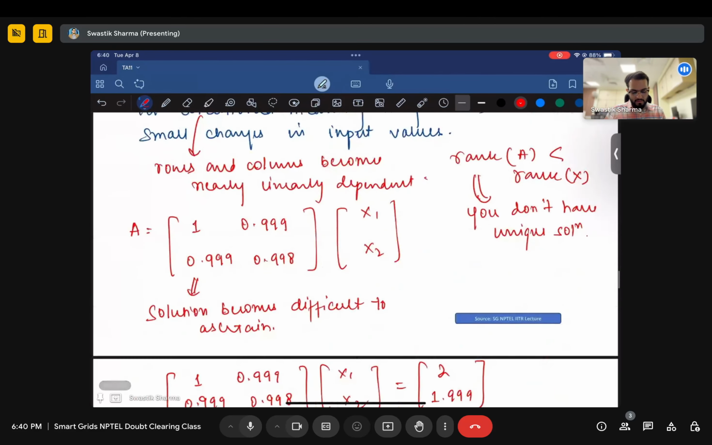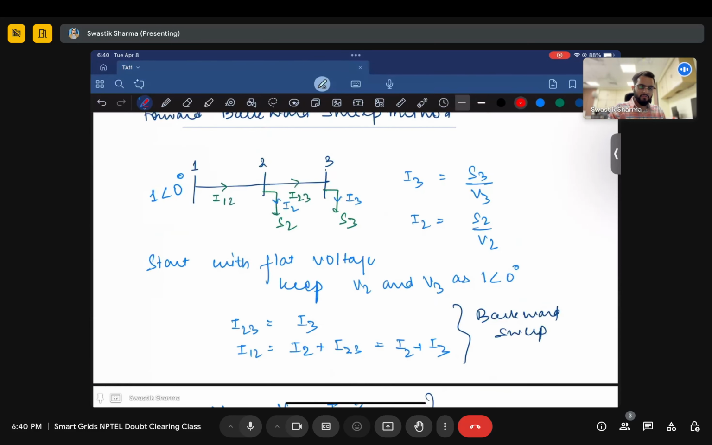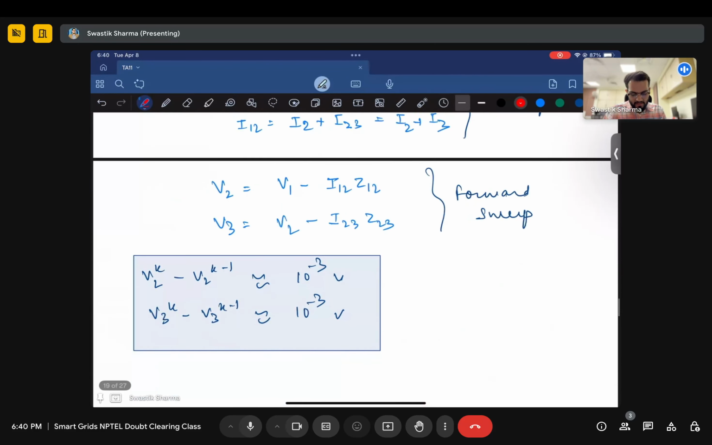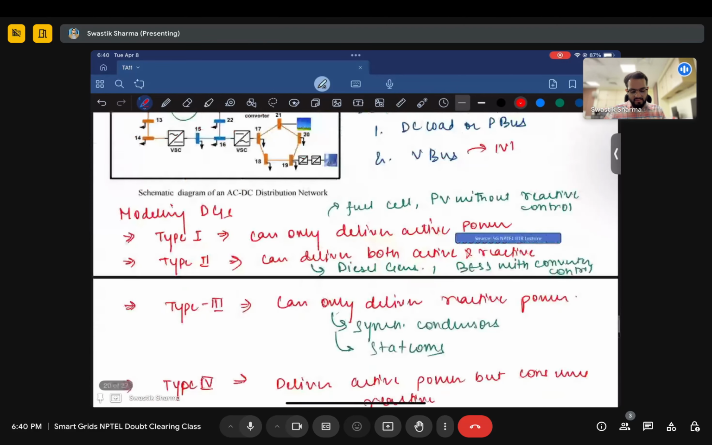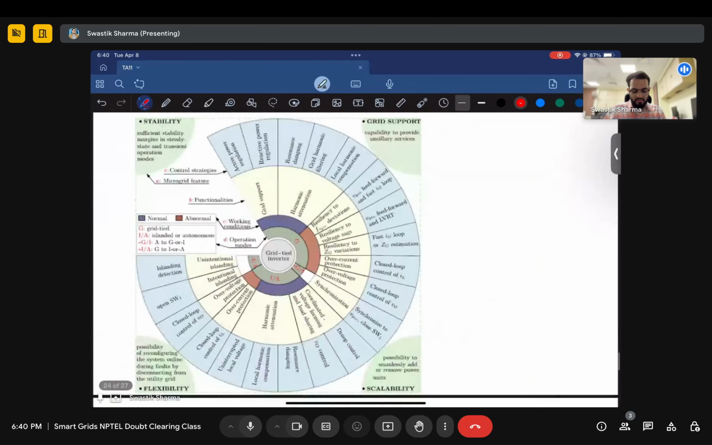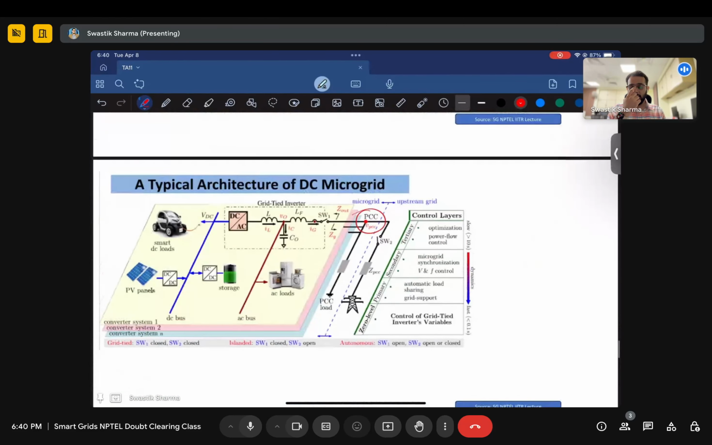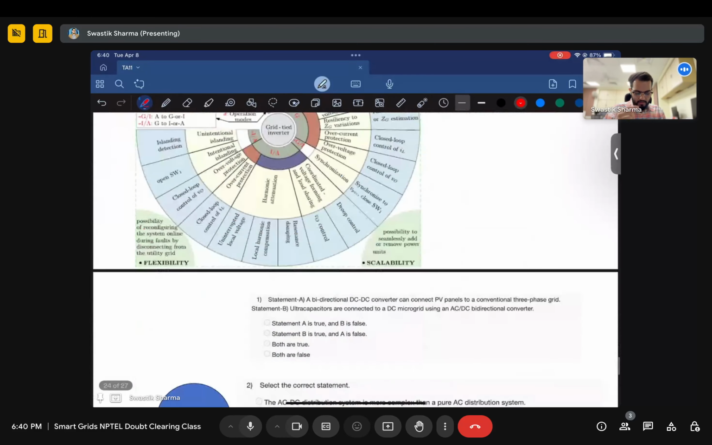All of the Jacobian, everything we discussed in this week. We also discussed a load flow method which is forward backward sweep based on KCL KVL. Then we discussed types of distributed generation modeling, converter models, and then we moved towards a typical architecture of a DC microgrid, and the instructor ended with the demonstration of DC microgrid.